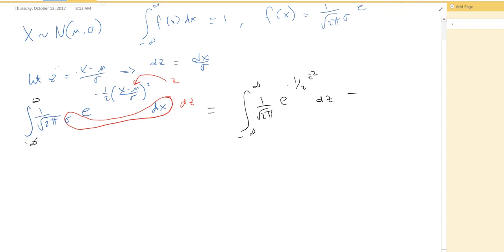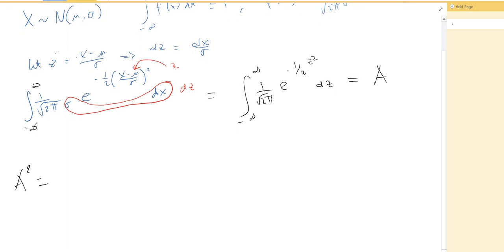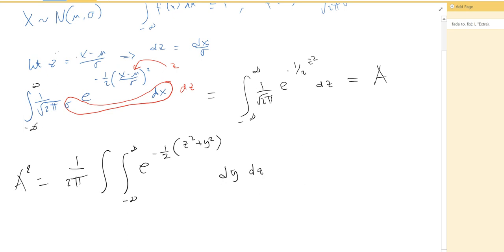So here we let this equal to a. Then we square it, so we can take the constant out: a squared is 1 over 2 pi. Now we'll have a double integral instead: the double integral of e to the negative half of z squared plus y squared, dy dz, where y goes from negative infinity to infinity and z goes from negative infinity to infinity.